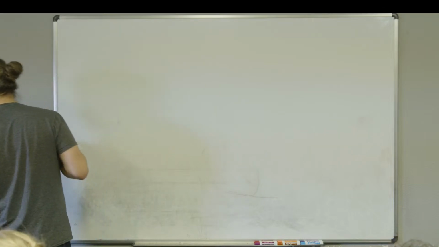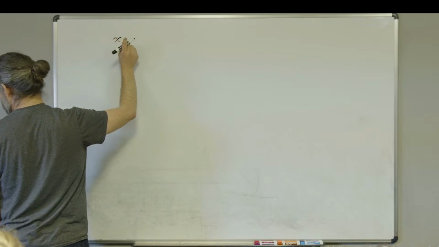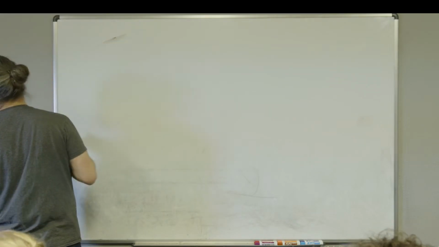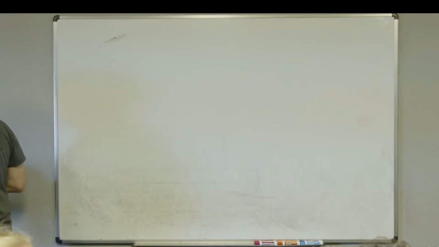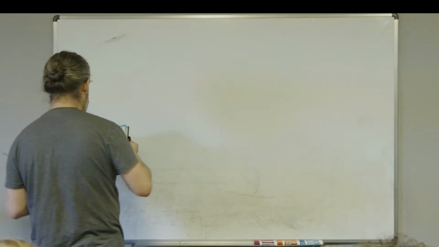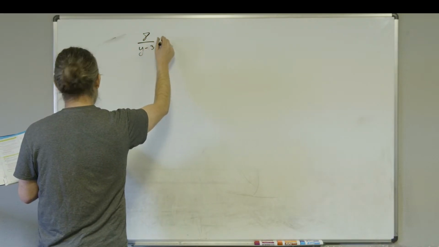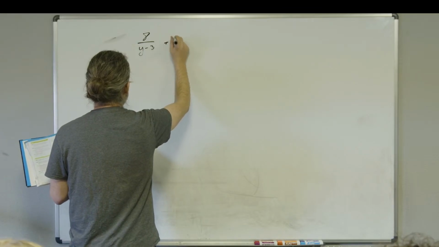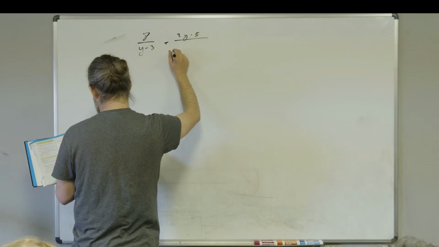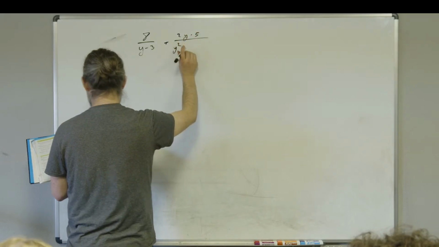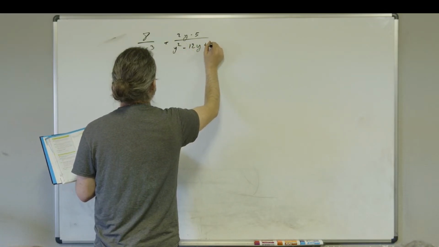We're supposed to find the least common multiple of... Oh, just kidding. I'm trying to do 4 here. Number 10: 8 over y minus 3 plus 2y minus 5 over y squared minus 12y plus 27.